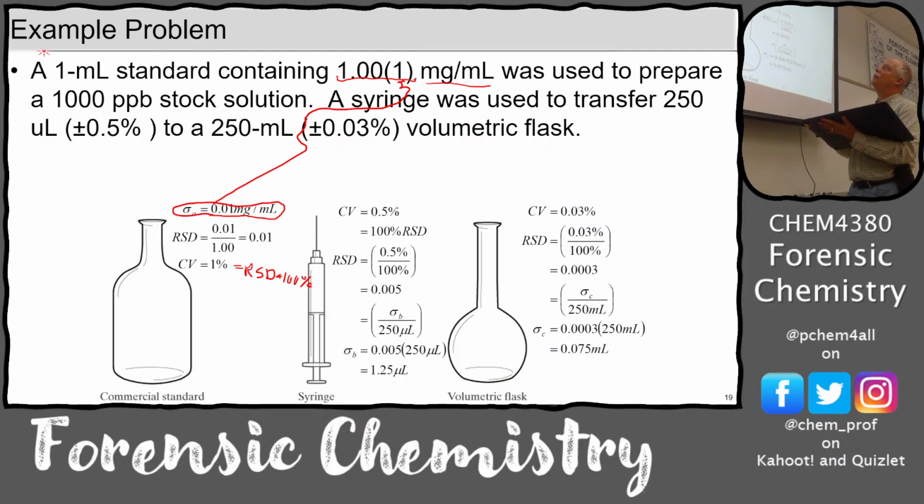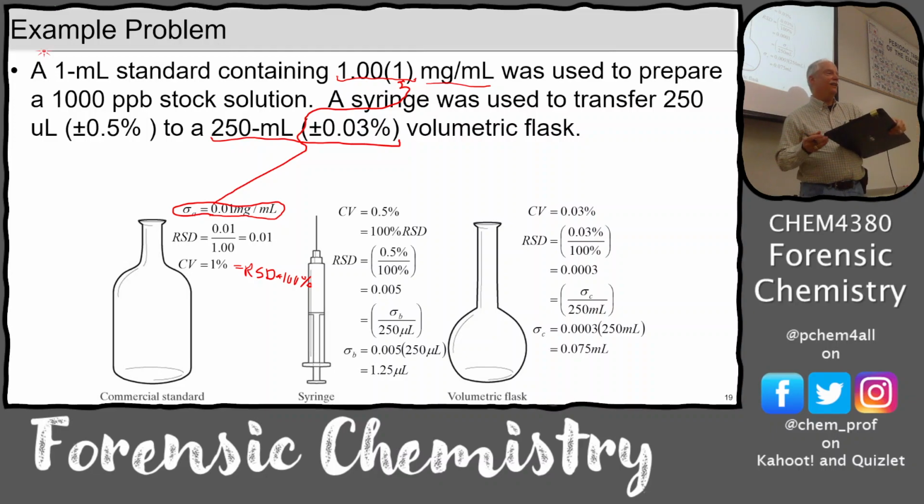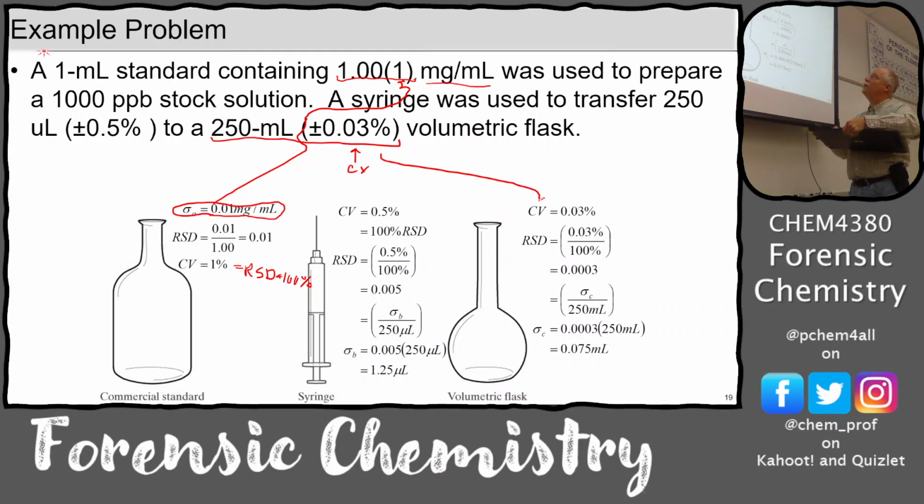And then this one is written with percent, so that's kind of a mess. So what do you do with that? Fine. That's a coefficient of variation. That's a CV. So this right here is a CV. We know the CV is 0.03%. And so then we divide that by 100% and we get the RSD right here.